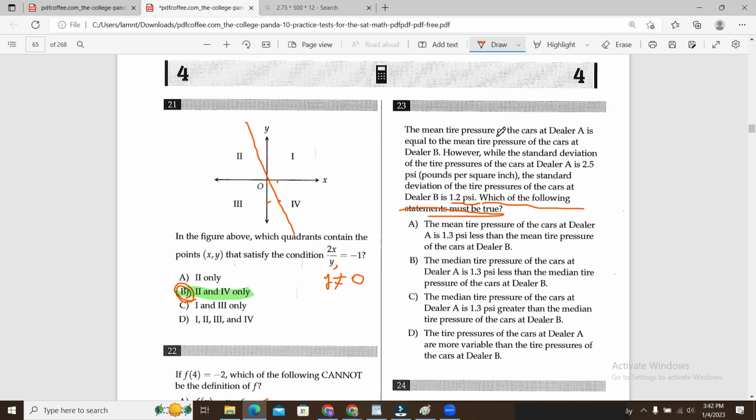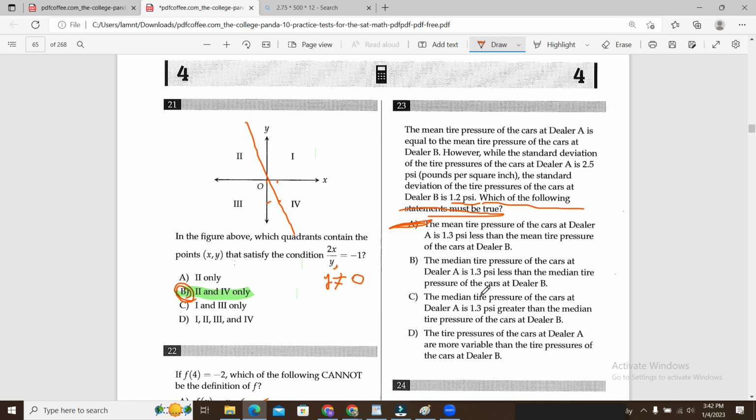Okay, the mean tire pressure of dealer A is equal to the mean tire pressure of cars at dealer B, but they say here it is 1.2 psi less, so A is wrong. The mean tire pressure of cars at dealer A is 1.3 psi less than the median. Okay, the median. We don't know what the median is, so we cannot conclude anything.